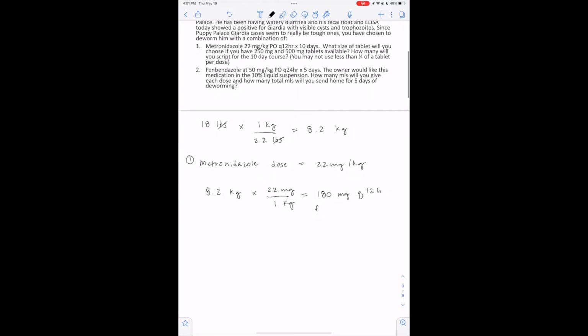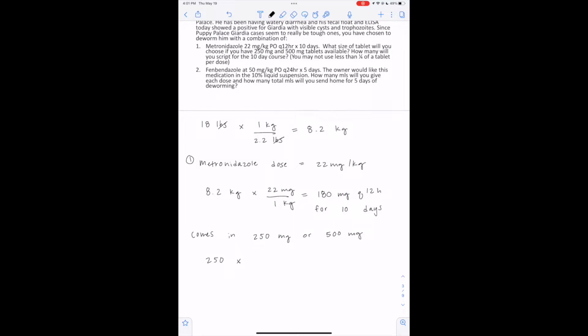So in one day, you're going to be giving 2 doses, 24 hours in a day, once every 12 hours, you get it. And then you're doing that for 10 days. The pills come in either the 250 milligram or the 500 milligram tablets, so you have to make a choice. Half of the 250 is going to be 125, which gets us a little bit close.